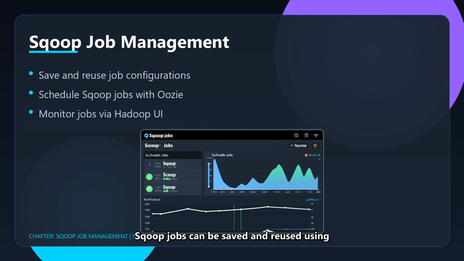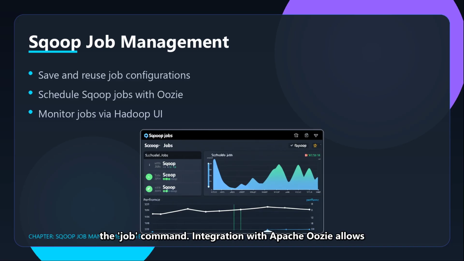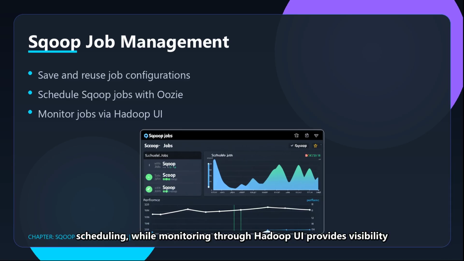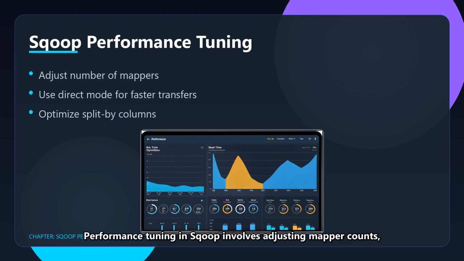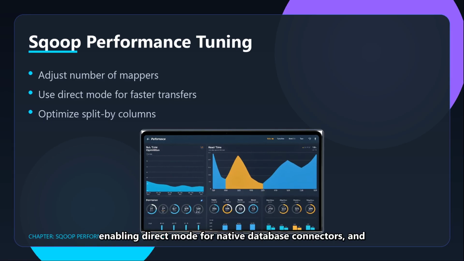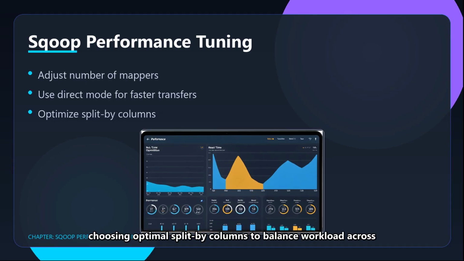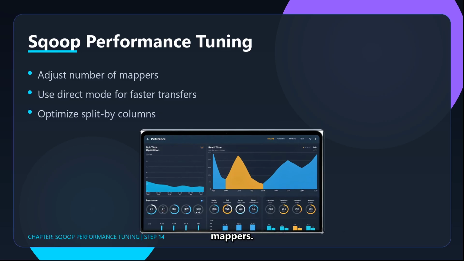Sqoop jobs can be saved and reused using the job command. Integration with Apache Oozie allows scheduling, while monitoring through Hadoop UI provides visibility into job execution and performance. Performance tuning in Sqoop involves adjusting mapper counts, enabling direct mode for native database connectors, and choosing optimal split by columns to balance workload across mappers.